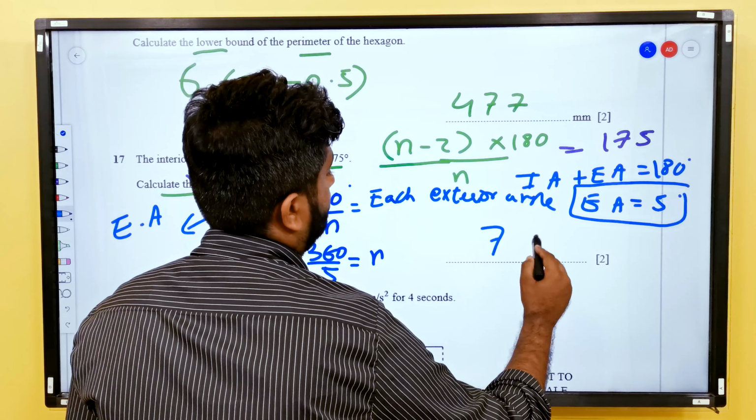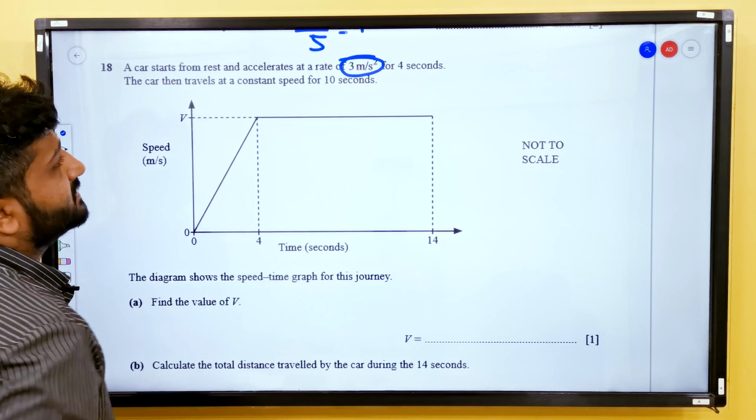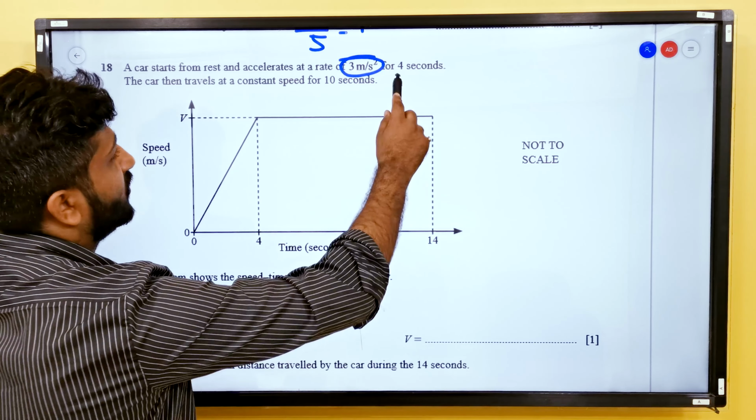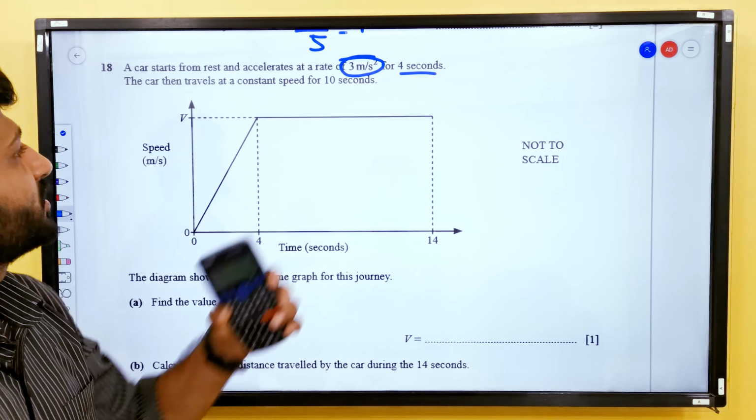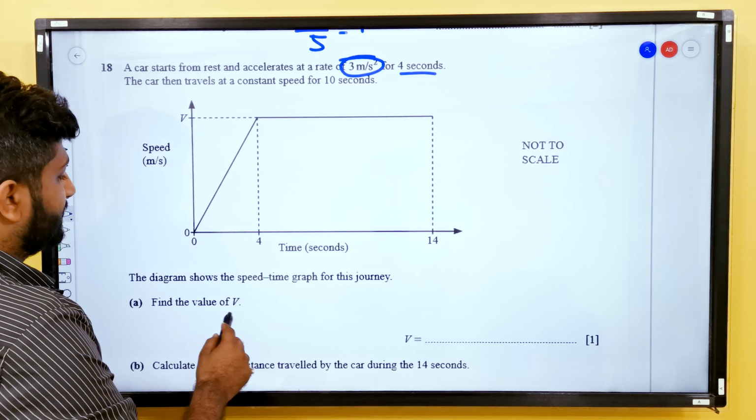A car starts from rest and accelerates at a rate of 3 meter per second square for 4 seconds. Then travels at a constant speed for 10 seconds. The diagram shows speed time graph. Okay.